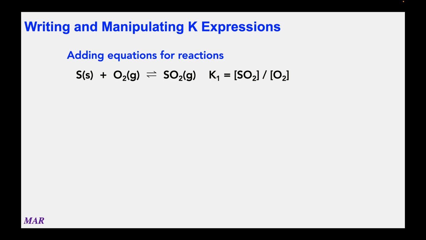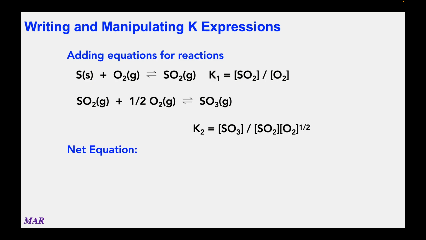There's more you can do with equilibrium constants. This is sulfur plus oxygen making sulfur dioxide. Let's call the equilibrium constant for this one K1. It would equal SO2 divided by O2, but again, don't put the liquids, or in this case solids, in the equilibrium expression. However, let's say that you wanted to add 1/2 more oxygen, and you wanted to make sulfur trioxide instead of sulfur dioxide. All right, no problem.